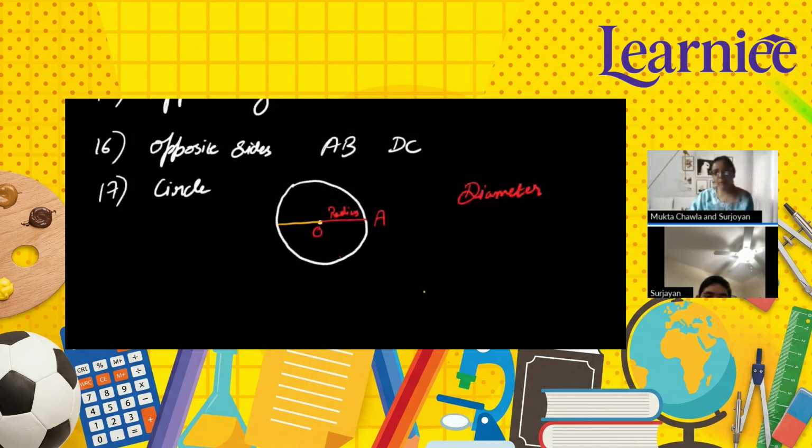So if the radius is given to you, how can you say what the diameter would be? Suppose I'm giving radius 5, so what would be the diameter?